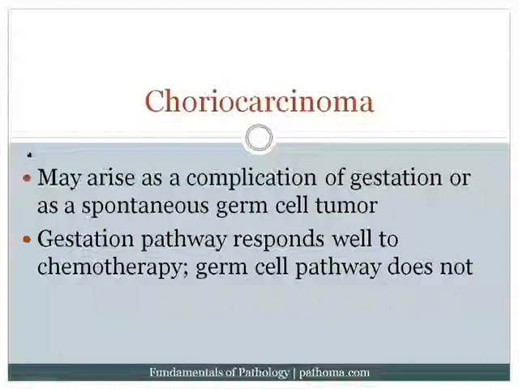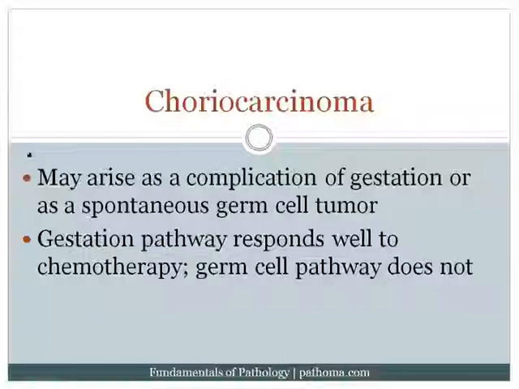Now, it's important to note that if you put together the discussions that we've had in this chapter, you'll recall two pathways to choriocarcinoma. Remember that one of the subtypes of germ cell tumor was a choriocarcinoma. That choriocarcinoma has nothing to do with gestation. It did not arise in a background of, for example, a mole and a patient being pregnant or thinking that they were pregnant. So that is one way to get a choriocarcinoma, which is as a spontaneous germ cell tumor. Another way to get a choriocarcinoma would be as a complication of gestation.